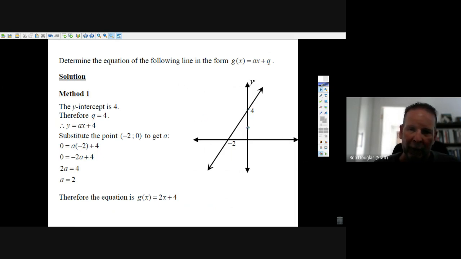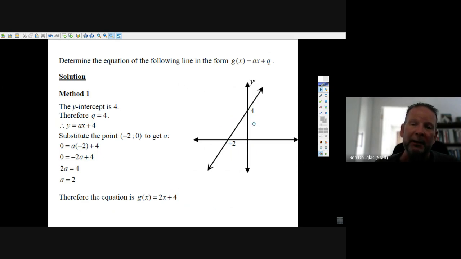You can just look at this 4 and this minus 2. Start at this point. You go 2 to the right and 4 up. The gradient is 4 over 2. Well, that's what the number in front is. So it's 4 over positive 2. This is a positive gradient. And 4 divided by 2 is 2, so 2x.